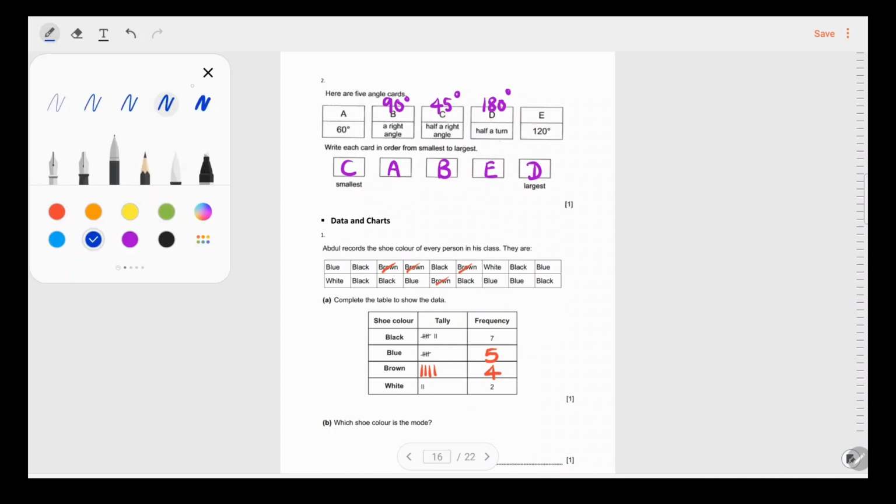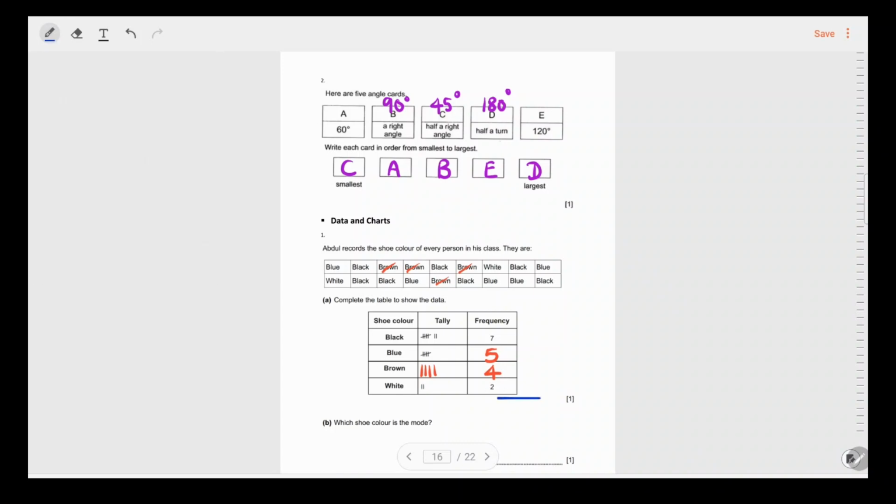And a quick tip to double check if your answer is correct: you add the total and see if you have counted everything. So this is 1, 2, 3, 4, 5, 6, 7, 8, 9. 9 times 2, so there's a total of 18. And when you add these up, you have 7 plus 5, which is 12, 12 plus 4, which is 16, and 16 plus 2, which is 18. So this means that our value over here for brown is correct.